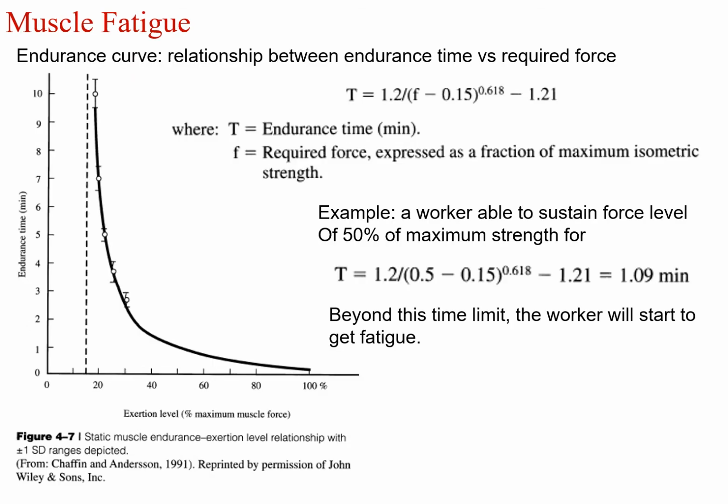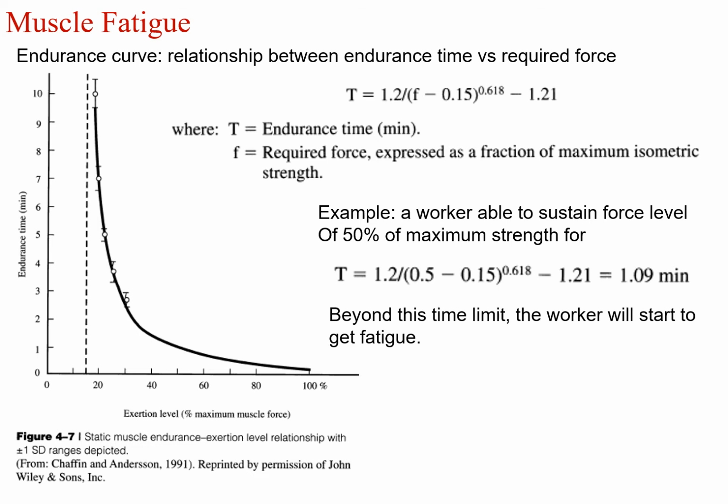There are four specific tools that we will cover in this lecture. First is muscle endurance limit. There is a relationship between endurance time T and required force F as shown in the equation. This can be presented as a graph on the left.